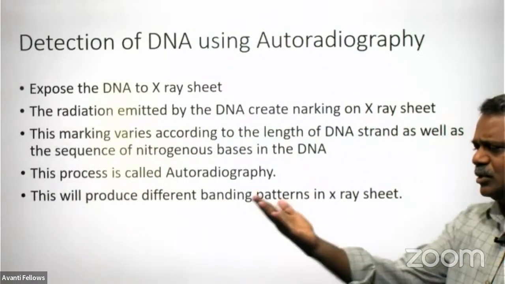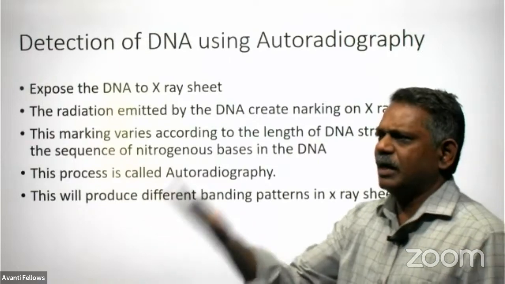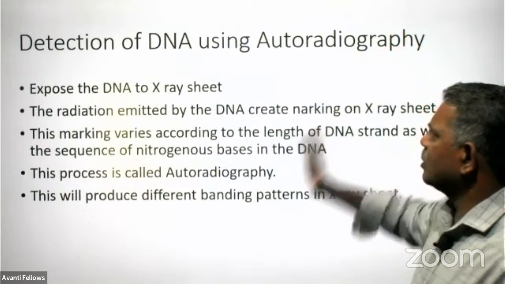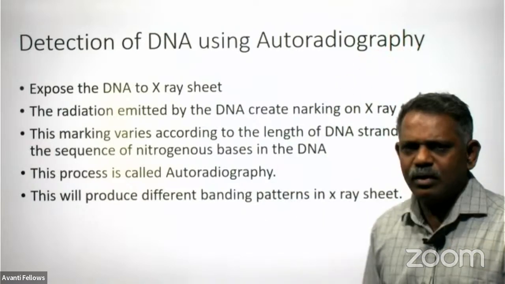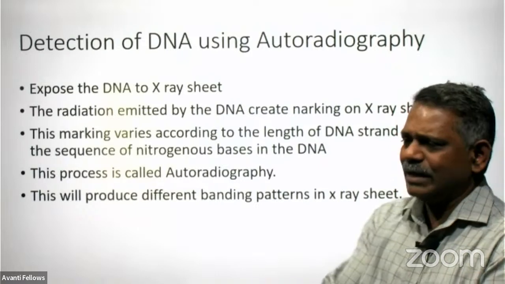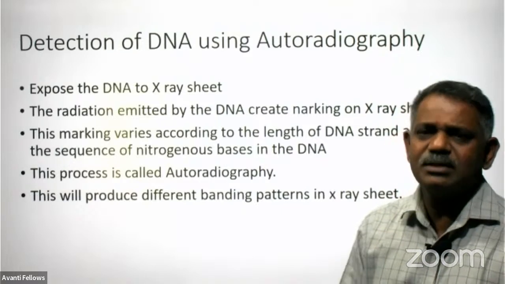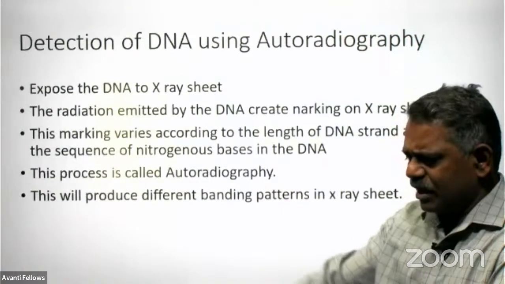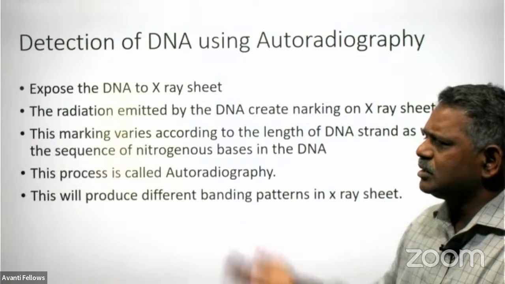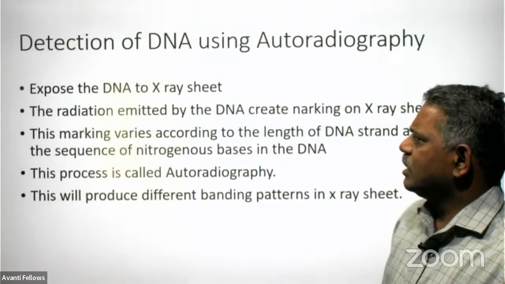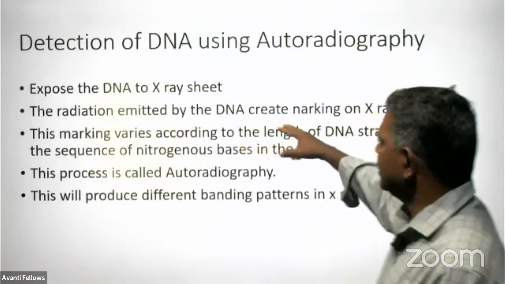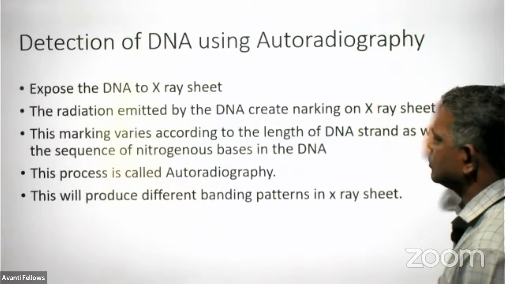After hybridization, the DNA is now on the nitrocellulose sheet. Next, we have to go for autoradiography. Autoradiography means exposing this DNA to an X-ray sheet. An X-ray sheet is very sensitive to light. We just keep the X-ray sheet on its surface, because the radioactive probe is emitting radiation all the time, so it can create a lot of markings on the X-ray sheet. The radiation emitted by the DNA creates markings on the X-ray sheet.